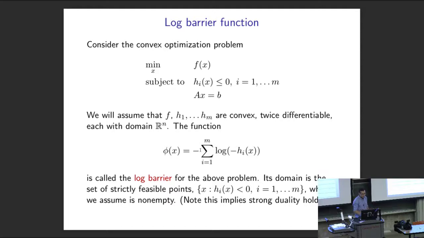But for now, we'll just observe that this function's domain is the set of strictly feasible points. So it's not defined if any of the h_i's are active, if they're equal to 0 at x. But it's defined on the set of all x for which all of the h_i's are strictly less than 0. We're going to assume that this set is non-empty. And note that this assumption implies that strong duality holds, because I have a convex problem, and I just told you that the inequality constraints could be satisfied strictly. Slater's condition tells us that therefore strong duality holds. So if we were to derive the dual, we would see that its optimal value equals the primal optimal value.